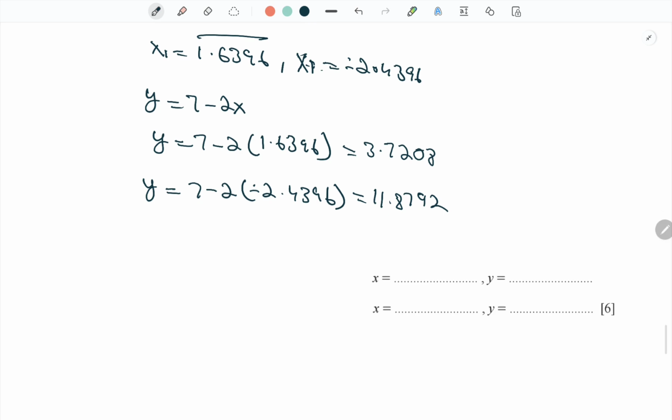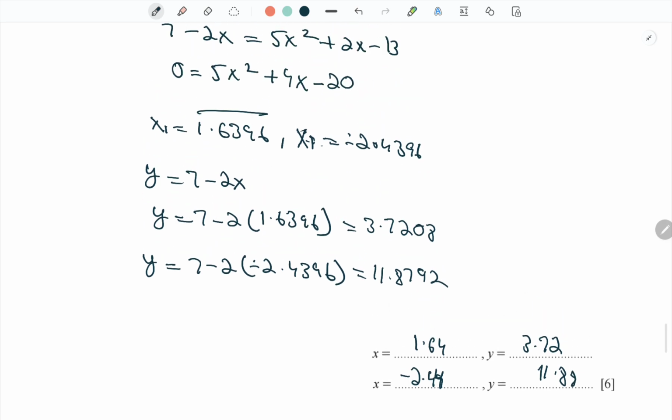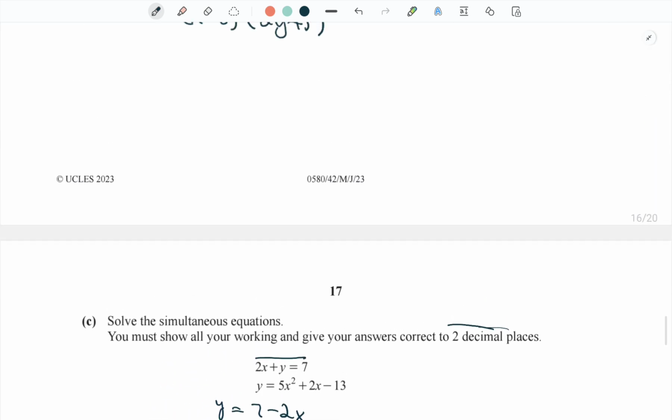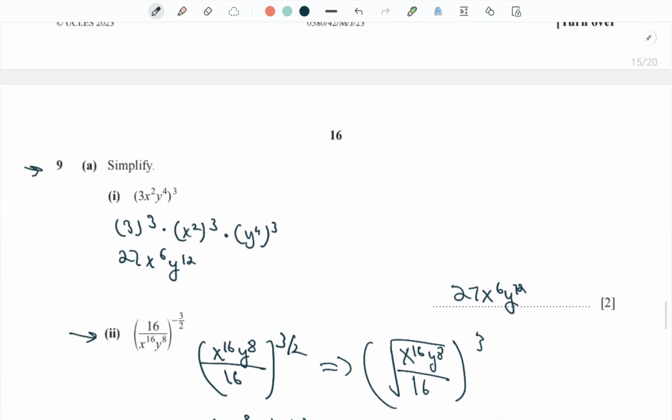So the answer we have, when x is 1.64, y is 3.72. Okay, and when x is negative 2.44, we have y is 11.88. So this is the complete solution of question number 9, right? I hope this one is clear.